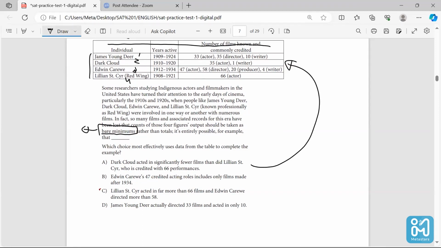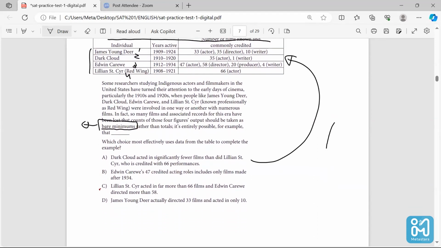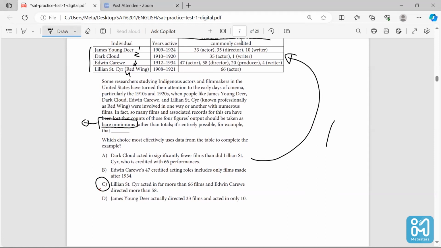But what's the right answer? Who can help me with the answer? Guys, who can help me answer this question? Quickly. Raise your hand, please. Who can help me, guys? Yes, go ahead, Ali. Thank you so much, Ali. C. Why is it C? Speak up, Ali, slowly. The answer says that it could be more, and what is in the table is the bare minimum. That's why it's C.